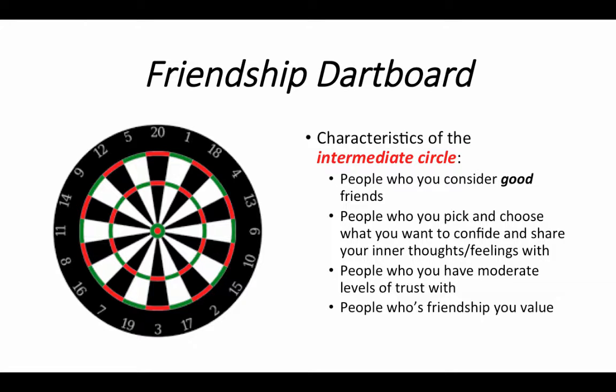Now you're going to notice a couple things about it. You're going to notice that it is many times larger than the bullseye. And that is because you're going to have more friends in your intermediate circle than maybe you do in your inner circle. And you're also going to notice that it is not as big as your outer circle. And that's because you're going to have more select people in your intermediate circle than you do your outer circle. So let's talk about characteristics of the intermediate circle.